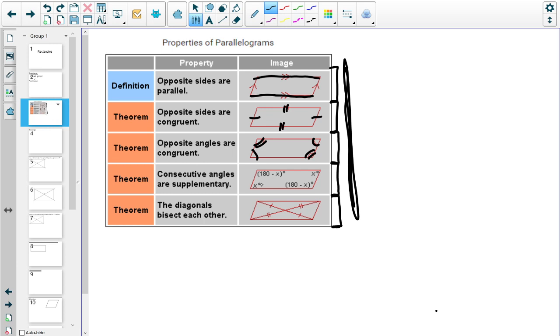Consecutive angles are supplementary. That means that this angle here and this angle here will add up to 180. Or this one and this one, or those top two by themselves, or even the bottom two. Any back-to-back angles will add up to equal 180 degrees. And then lastly, the diagonals bisect each other. That means when you draw these diagonal lines connecting corner to corner, they will bisect each other, breaking up the segment into two equal parts. For example, that is congruent to this, and this is congruent to that. Just a little review because these properties are going to be coming in handy throughout everything we cover today and on further in the unit.